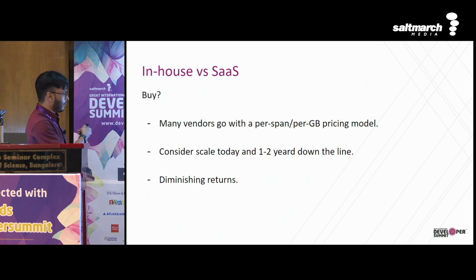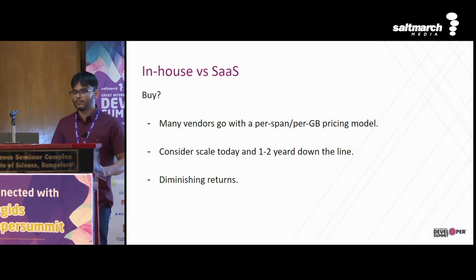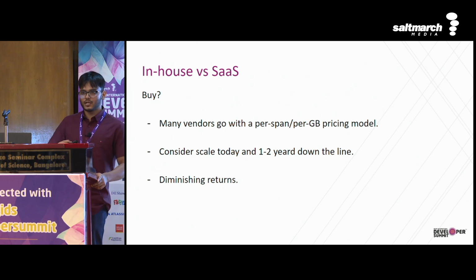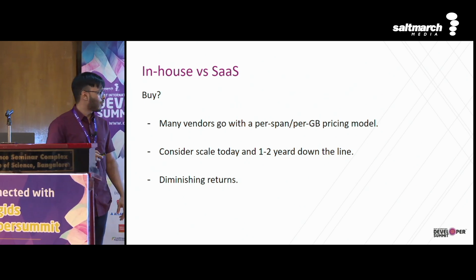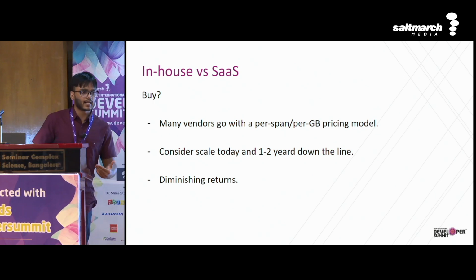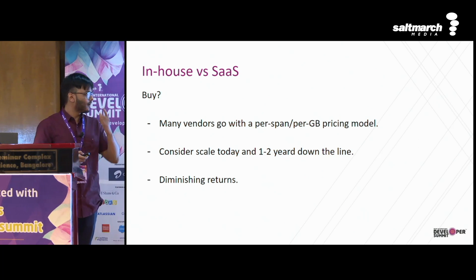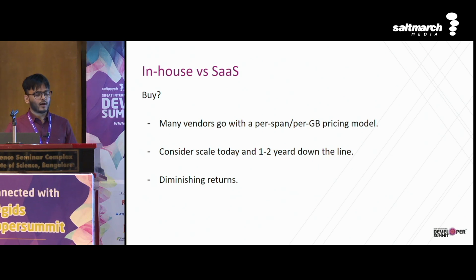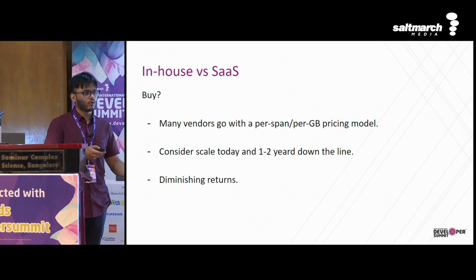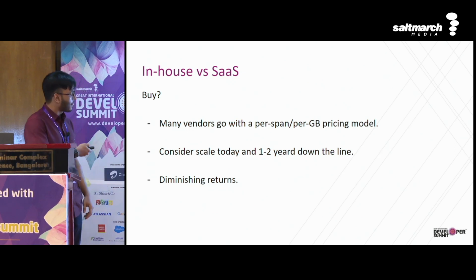Well, if you want to buy it, consider your scale, not just the scale that you have today, but 1 or 2 years down the line. Because at large enough scales, especially at our scales, with a per GB or per span pricing model, even a linear increase in scale can increase your cost exponentially, and the returns really diminish. So SaaS providers can get really expensive at large scale. So again, you don't want to be reevaluating your options 1 year down the line. That's going to be expensive. So keep that in mind as well.